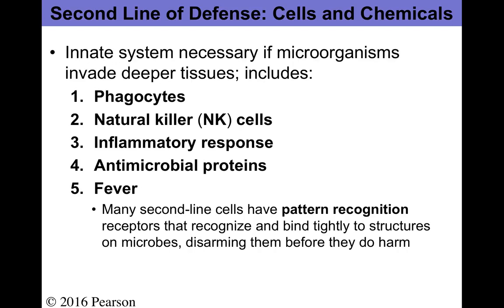Now, when you talk about the second line of defense, if the first one is breached and you now have a pathogen inside your body, then you have the second line of defense within your innate immunity activated. That includes phagocytosis, natural killer cells, inflammation, antibacterial proteins or complement proteins, and fever.